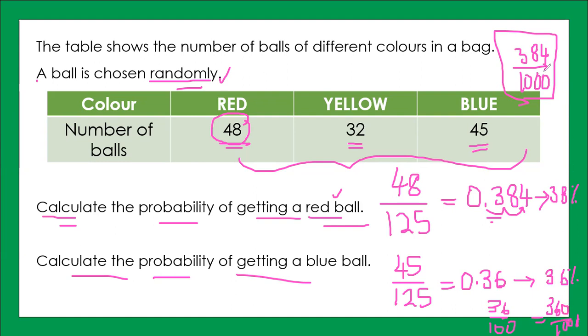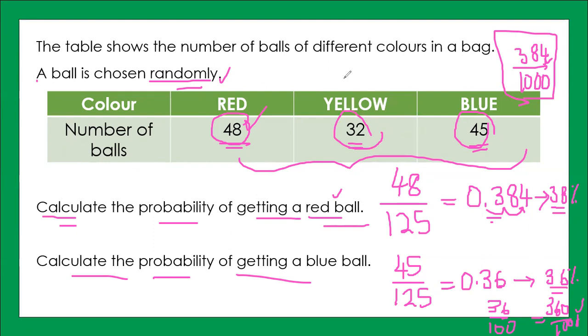If you want to compare everything, this is 360, this is 384. This will be 400, don't know how much, but this will be the highest. Sorry, red would be the highest probability. See, 38% and 36%. Yellow would be the least probability.